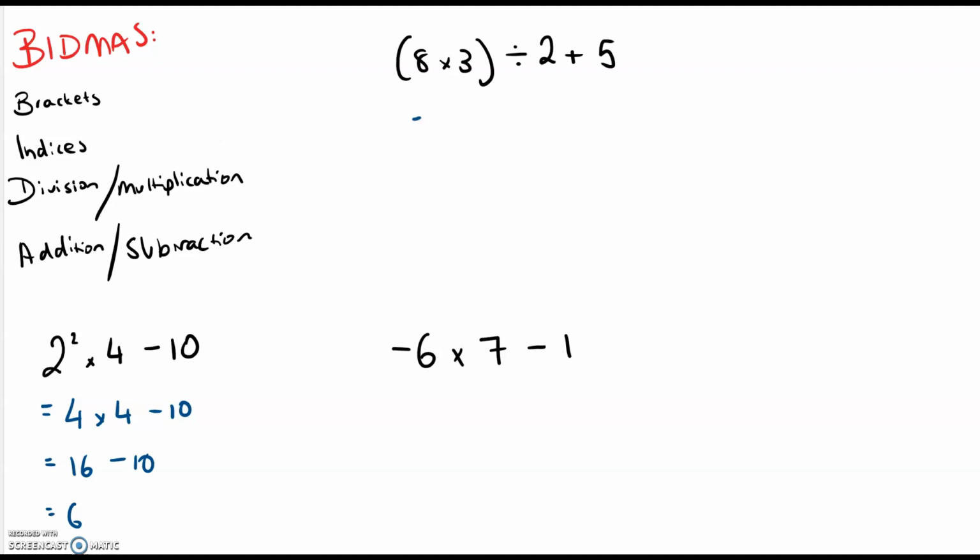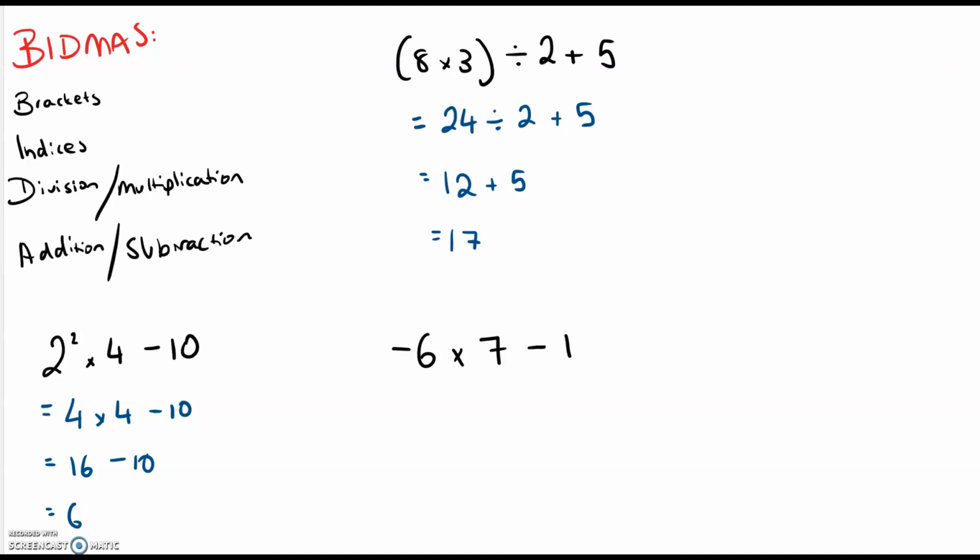Okay, next one, brackets first. So 8 times 3, that's 24. Divided by 2 plus 5, and again just write everything else. 24 divided by 2 is 12, plus 5 is 17.